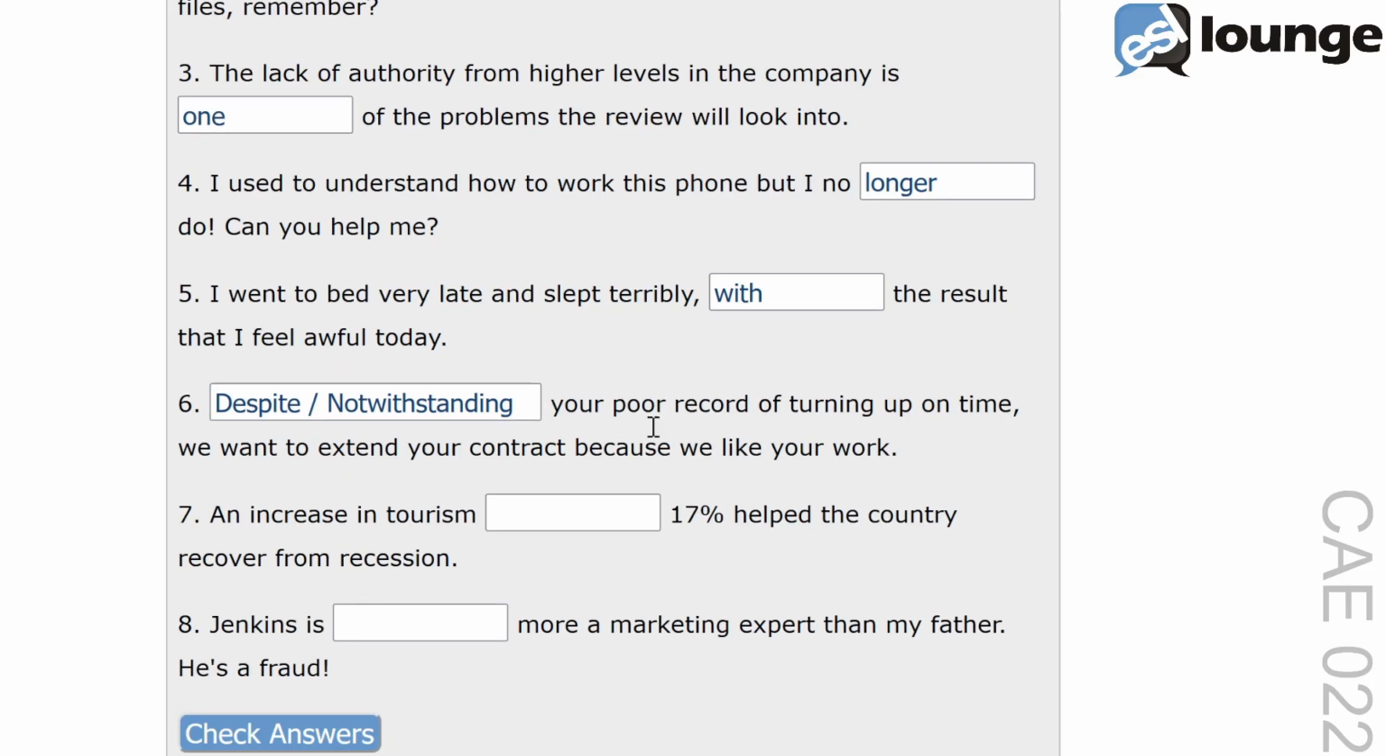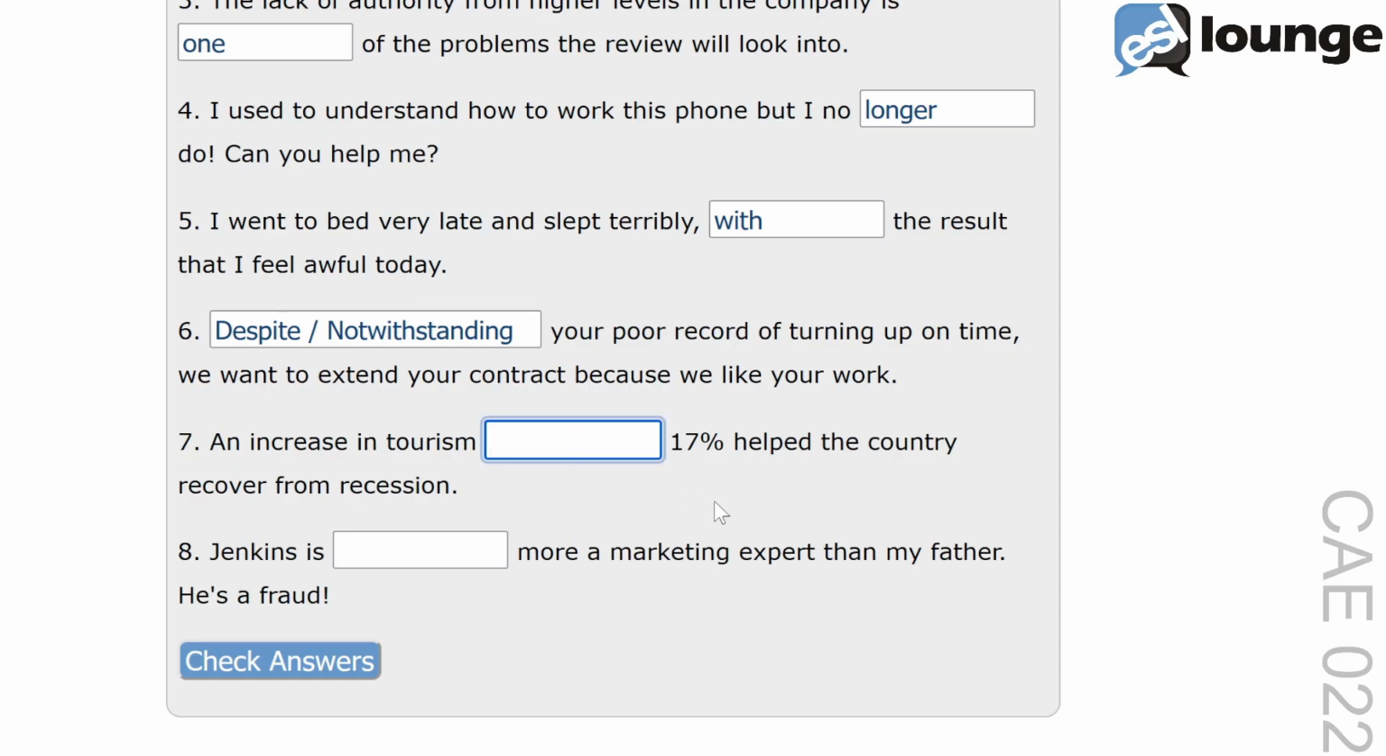Question 7. An increase in tourism, blank 17%, helped the country recover from a recession. The correct answer is of. The phrase an increase of is used to specify the amount by which something has increased. For example, there was an increase of 20% in sales.